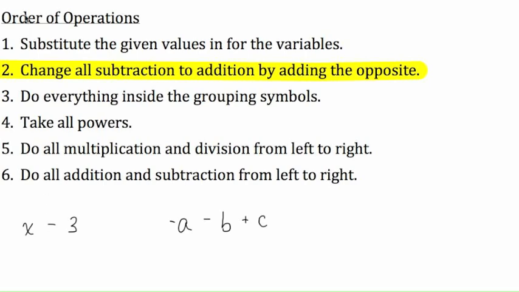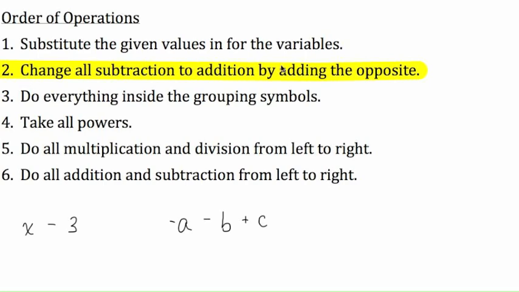Here, when we go through the order of operations, we should begin at step 1, which is to substitute the given values in for the variables. In this expression, there is a variable, x, but we don't have any given values for it, so there's nothing we can substitute in. Which means now we're ready to go on to step 2, which is to change all subtraction to addition by adding the opposite. Looking at this expression, there is subtraction. We have x minus 3.